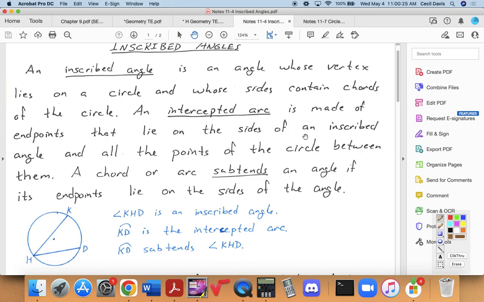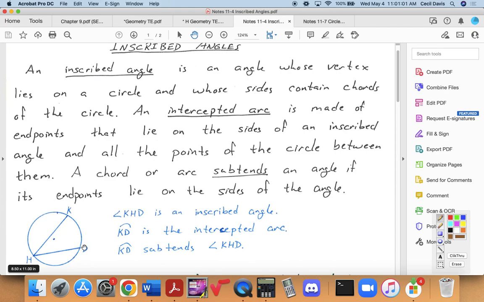An intercepted arc, in football for example, what does it mean when you have intercepted it? Right. And you do that by cutting it off from its intended destination, right? Intercept actually means more generally to cut something off. So if we follow this angle, it hits the circle at K, it hits the circle at D.